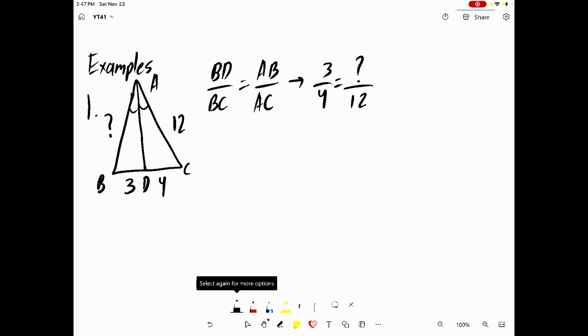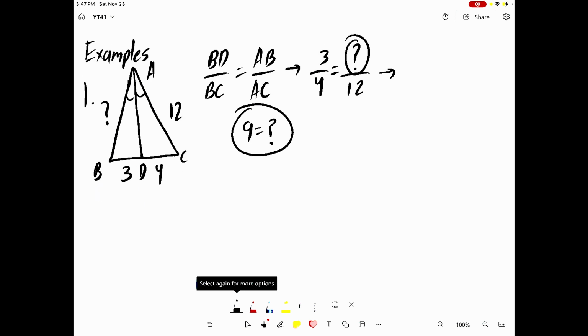Alright, after that, to figure this out, we're just going to multiply 12 on both sides. So that's equal to 9 is equal to the question mark. So that side is equal to 9. Let's move on to the practice problems.